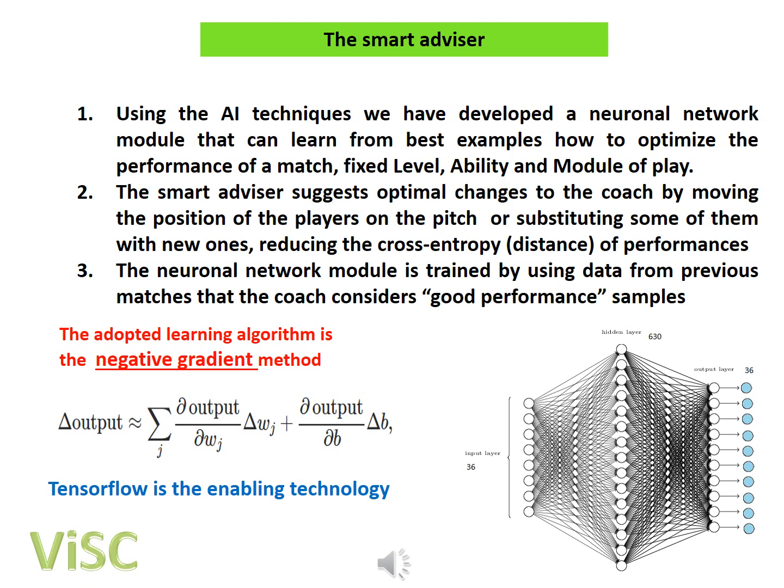The neural network module is trained by using data from previous matches that the coach considers good performance samples. We must underline that the adopted learning algorithm is the well-known negative gradient method, which links the output to the change of the weights of the neural network. And we also want to tell that the enabling technology that we have used is TensorFlow.